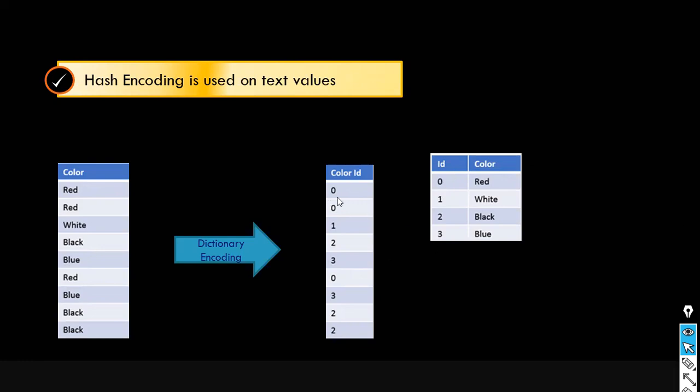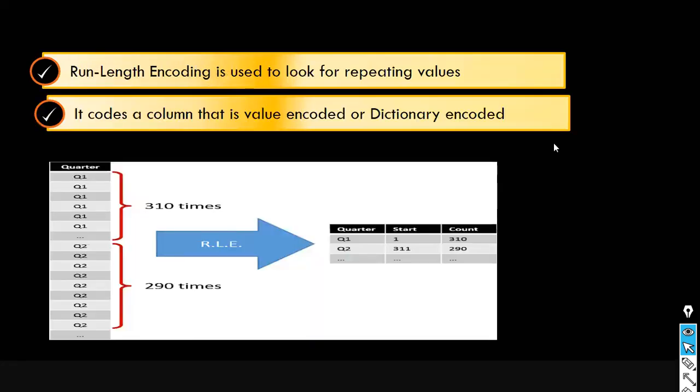So what is 0? It goes and checks here. 0 is red, so wherever 0 is there, that means red. Wherever 1 is there, that's white. With the help of the dictionary, it replaces the values like this. Hence, it reduces the space. Okay, next one is the run length encoding technique. For repeating values, the run length technique is used.